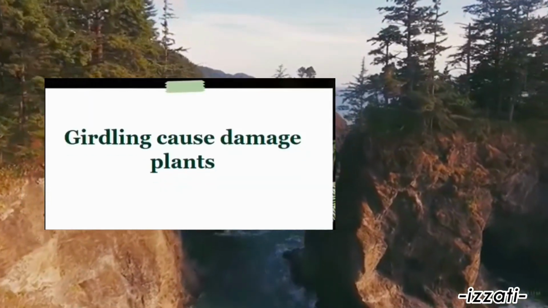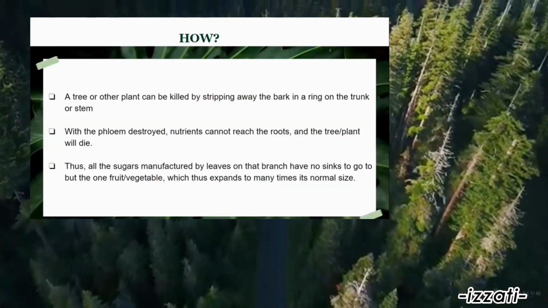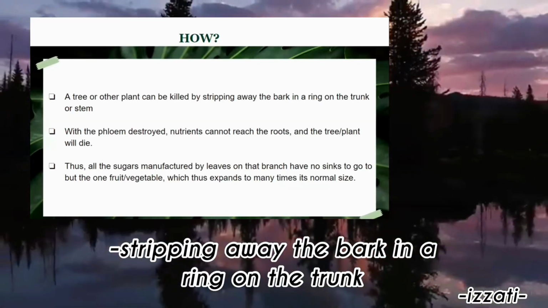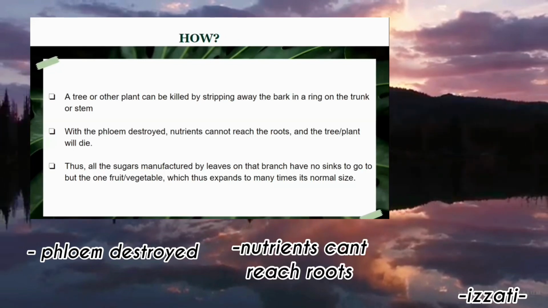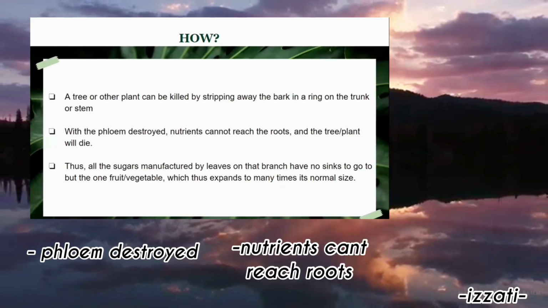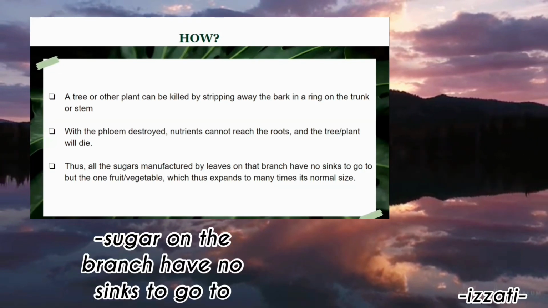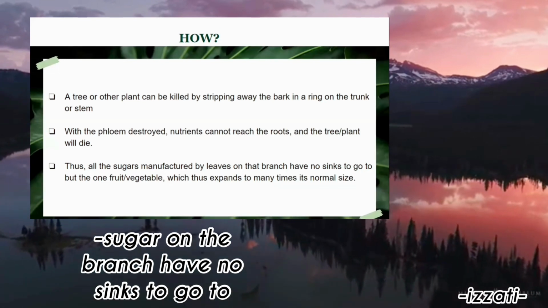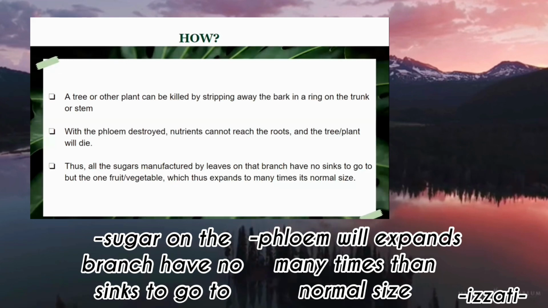Next, gardening can cause damage to plants. How? A tree or other plant can be killed by stripping away the bark in a ring on the trunk or stem. So the phloem will be destroyed and the nutrients cannot reach the roots, and the tree will die. So the sugar manufactured by the leaves on the branch has no sink to go to. And then it will expand many times from the normal size.